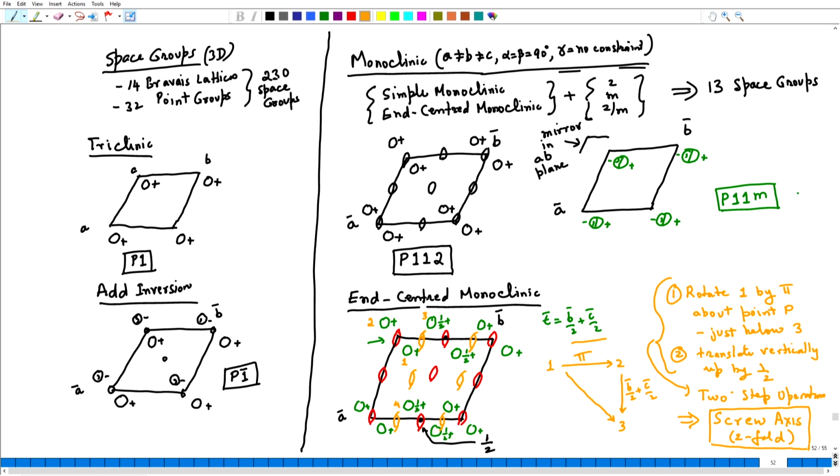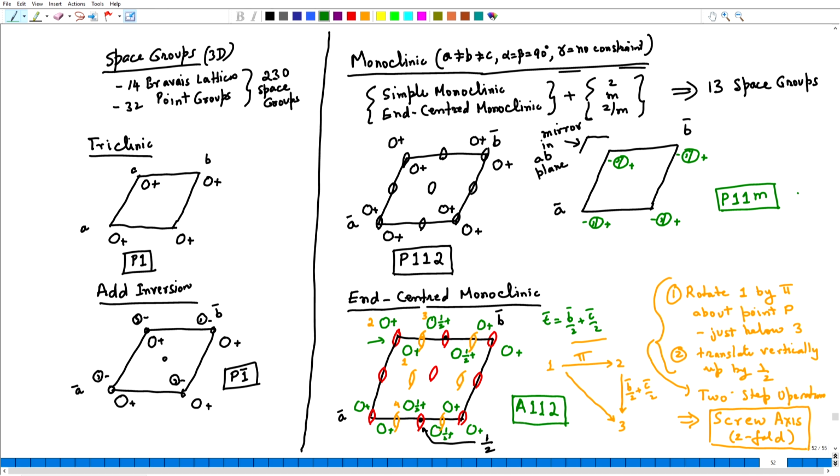Now, what will be the notation that I would use for this diagram? Well, first of all, the first letter has to indicate whether it is a primitive lattice or non-primitive. In this case, it is end-centered, and the centering face is the A face. So, it starts with A. Again, it has no symmetry along A and B, so 1 1, and then I had added the two-fold along the unique axis C. So, it is A 1 1 2.